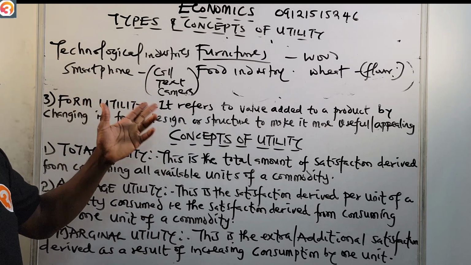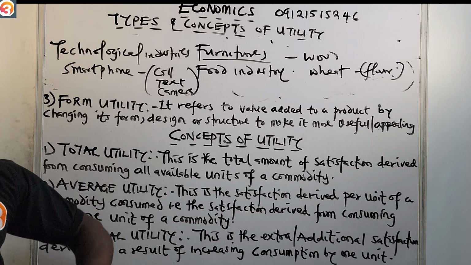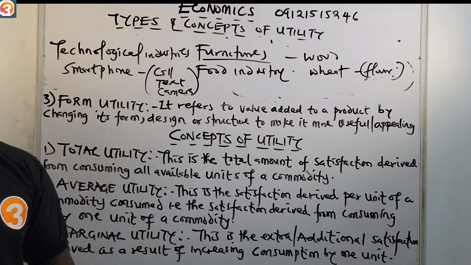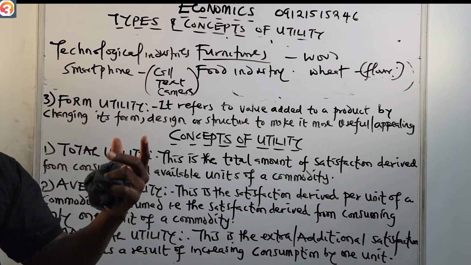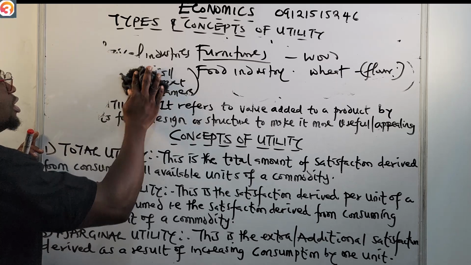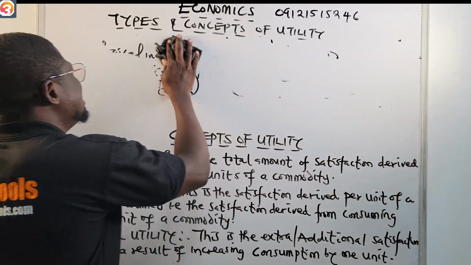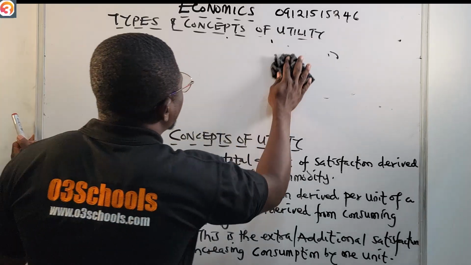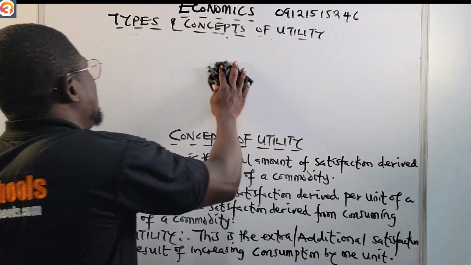For example, your phone, you can call, you can text, you can use it for camera, to snap, and so on and so forth. So those are the types of utility that we'll look at: place, time, and form utility. So now that will take us to the next part, which is the concepts of utility. I'm sure you're understanding it. If you don't understand any part, please, you can do well to take it back.